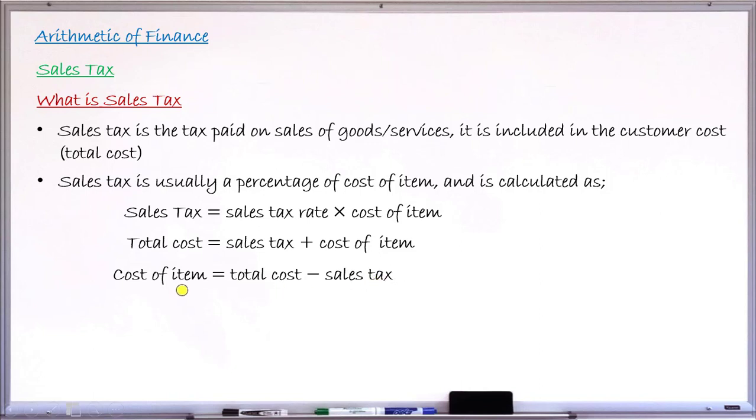Similarly, you can find the cost of the item using another formula, that is total cost divided by 1 plus the sales tax rate. If what you have in the question is the sales tax rate and the total cost, you can equally use this formula and find the cost of the item. All of these are very vital and useful while answering questions. So let's move on and take examples.